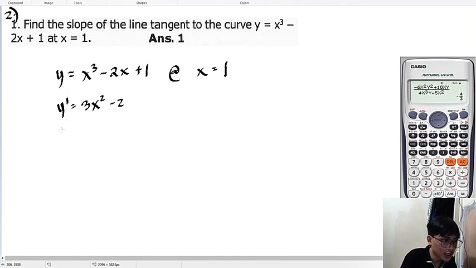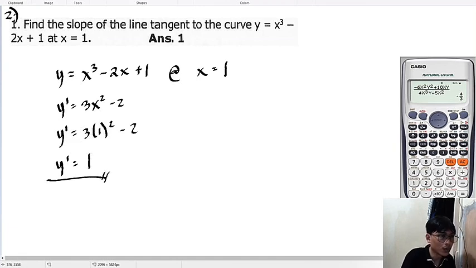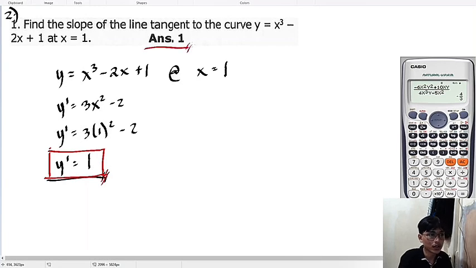And substitute at x equals 1, we have y prime equals 3(1) squared minus 2. So y prime is simply 1 squared is 1, 3 minus 2 is equal to 1. So therefore, the slope of the tangent line is simply equal to 1. So the answer is 1. Okay?